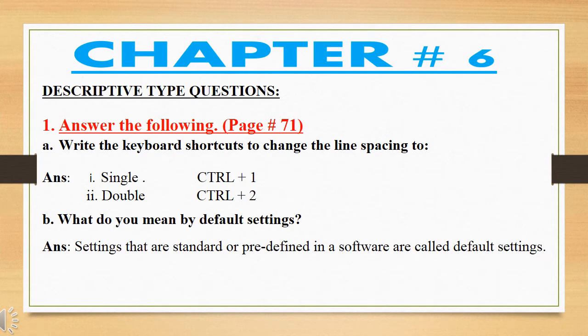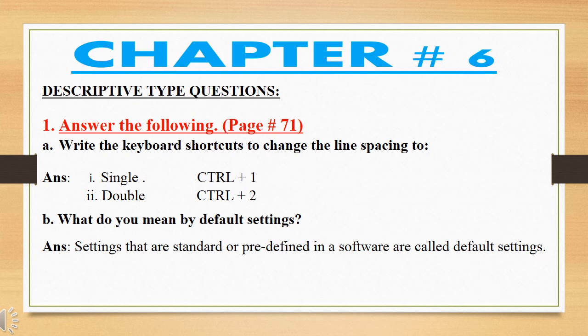Okay students, so this is the time of question answers. Okay, so let's start from question number A. What is question number A? Write the keyboard shortcuts. We are talking about shortcuts that we can use from the keyboard. Write the keyboard shortcuts to change the line spacing. So what is the line spacing for one line? Means single space. For single line space we need Control plus 1. What is that? Control plus 1.